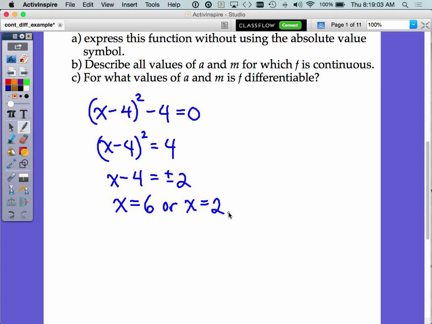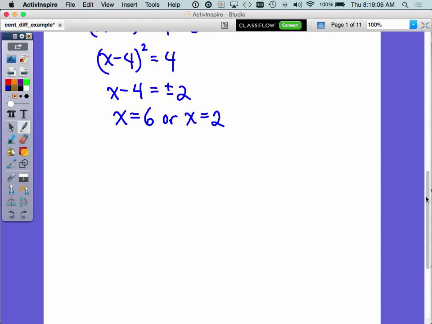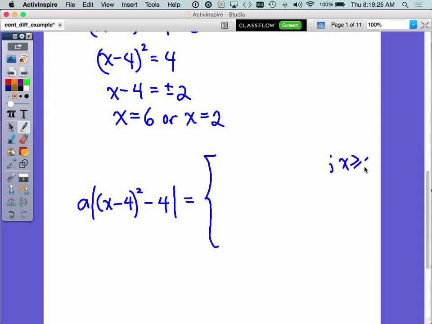And now we can rewrite this function piecewise. So the function we had originally was a times the absolute value of (x minus 4) squared minus 4. And we can now break this up into three pieces. We're going to have the piece where x is greater than or equal to 6. We're going to have a piece from 2 to 6. And we're going to have a piece where x is less than or equal to 2.